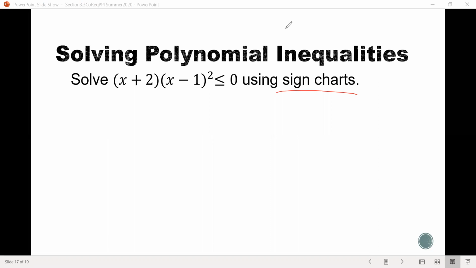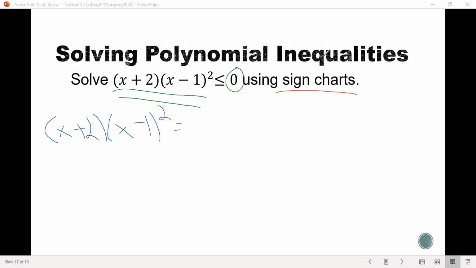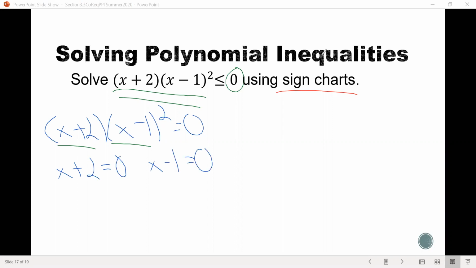If you recall, the first thing we want to do, since we're trying to figure out where this is less than or equal to 0, is figure out where this function is equal to 0. So we'll take the expression on the left, (x + 2)(x - 1)^2 equals 0. And then we know from our study of polynomials that to find where this is 0, we just have to set each of these pieces equal to 0. So we'd have x + 2 = 0 and x - 1 = 0. Solving each of those, we get x = -2 and x = 1.